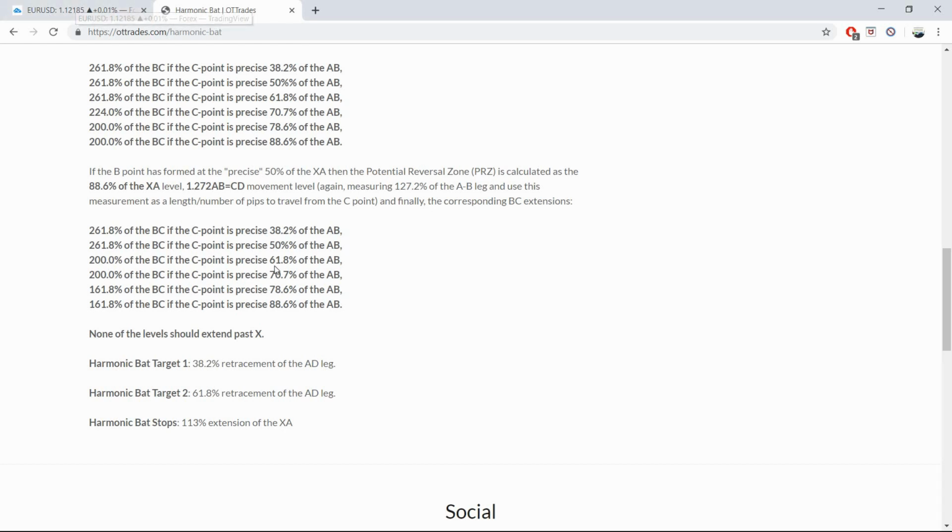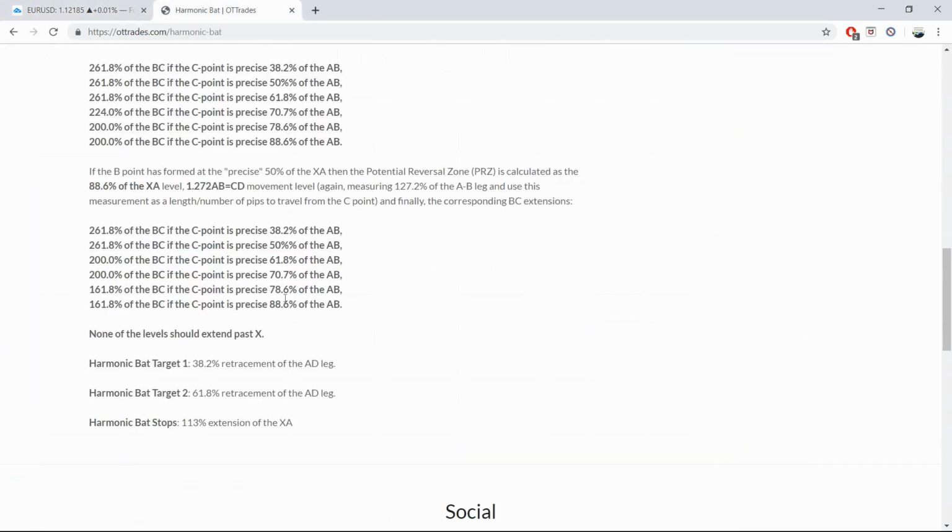I hope that makes sense. So long as it's 1 pip closer than halfway between these, then it's going to determine which one is precise. So 1 pip closer to the 38.2 than halfway between these two, and then it's a precise 38.2. If it's 1 pip closer to the 50% between these two, then it's a precise 50%, and so on. That can be applied to all of these. So our C point, we need to measure the C point to see what level it's precisely retraced back to.